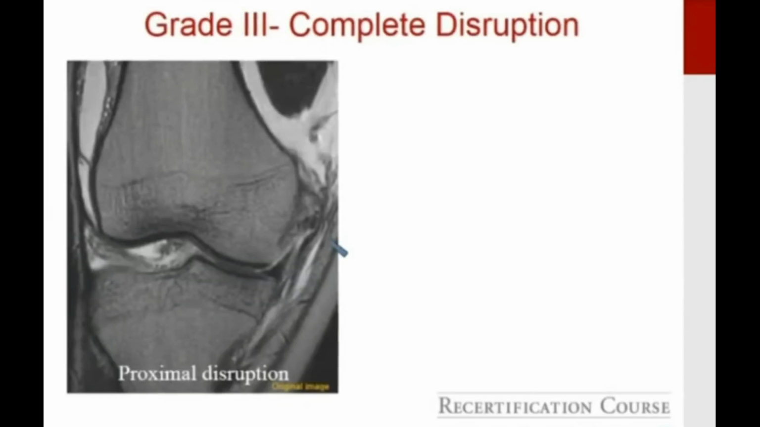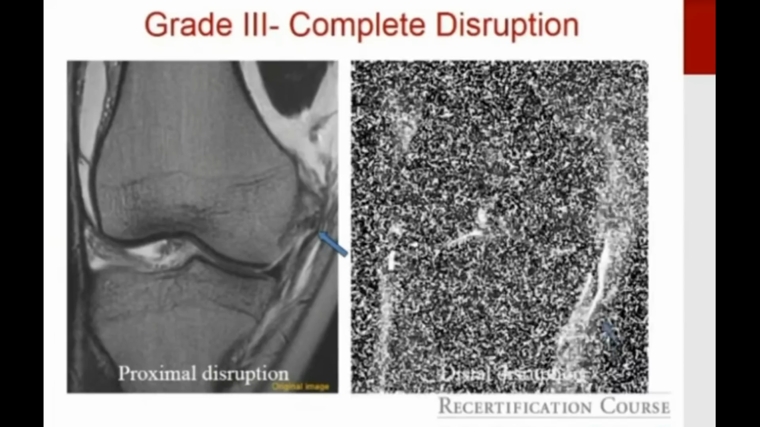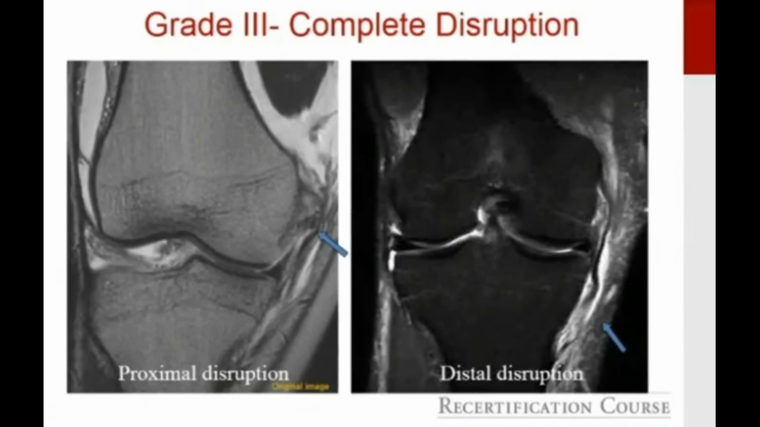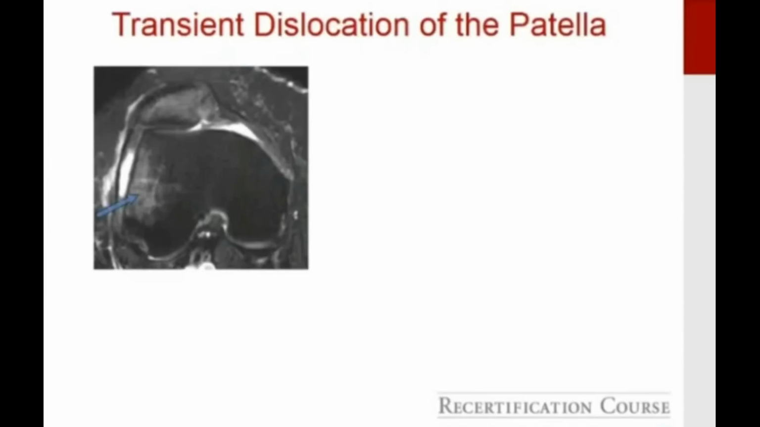And then a type 3 or grade 3 injury is a complete disruption where you have complete discontinuity of the fibers. We can see this either proximally or distally with a lax, wavy appearing MCL fiber.